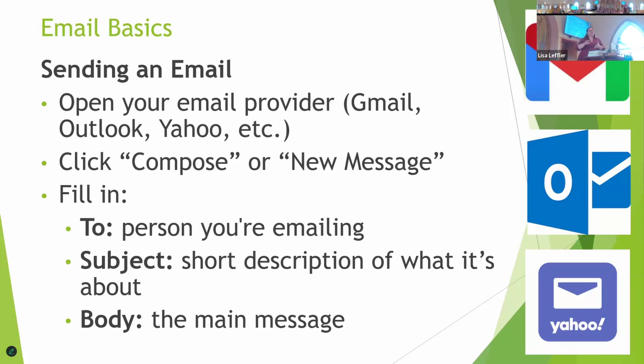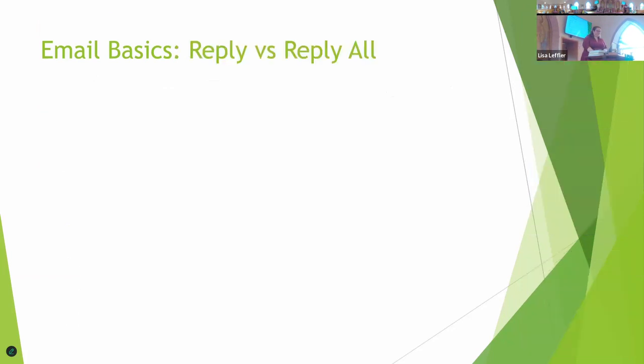So I couldn't give you a full walkthrough visual of what it looks like for email, because there's too many different systems. But in general, you just click a new message. There's the email subject, which should be short and concise so you can see it when it comes up on your phone, and then the main message.